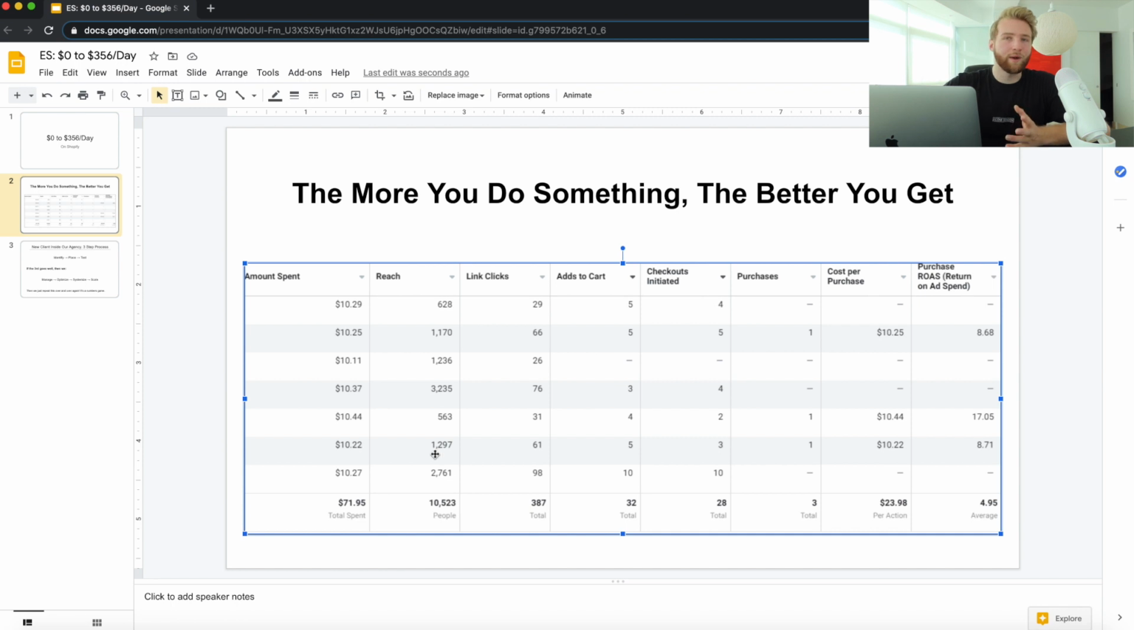You can see the reach. We're not really paying too much attention to that when we're just getting started. Same with link clicks, add to carts, checkout. We just kind of like to see that there's not huge gaps in the data. So to be honest, the fact that the checkouts initiated number is very close to the add to cart number, that's likely telling me that the ad account is tracking very accurately.